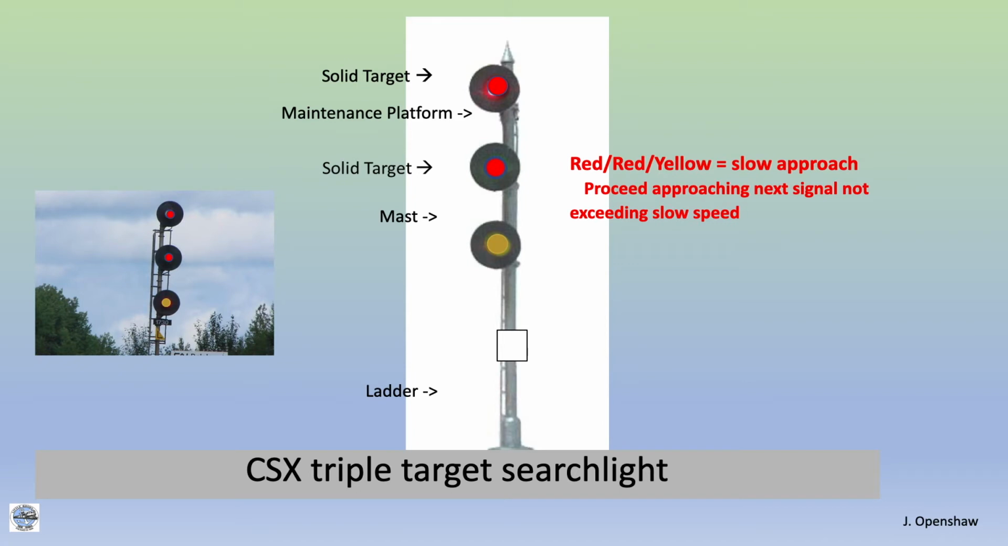Okay, and now you got a yellow slow. It's a slow approach. The difference between a slow approach and approach slow: a slow approach means slow speed through the turnout, approach the next signal, prepare to stop. Approach slow means approach the next signal, not exceeding slow speed through turnouts, crossovers, and power operated switches.